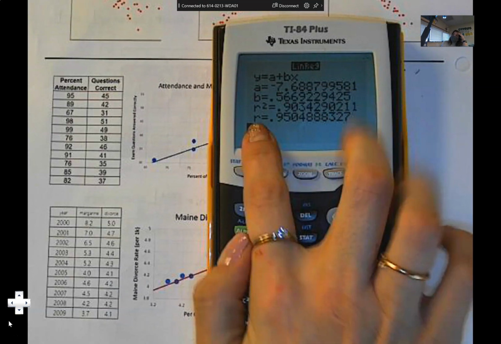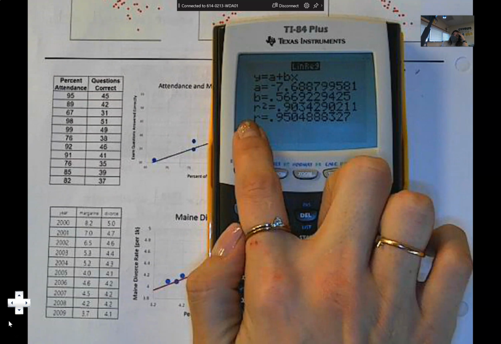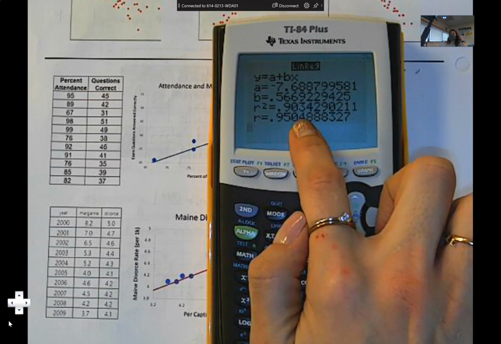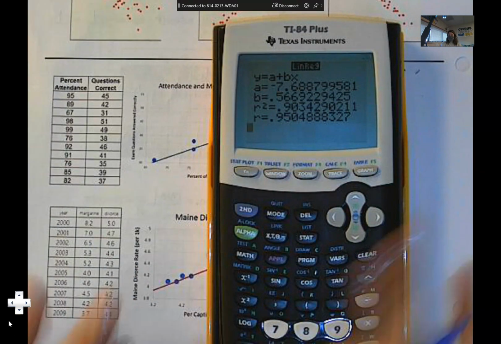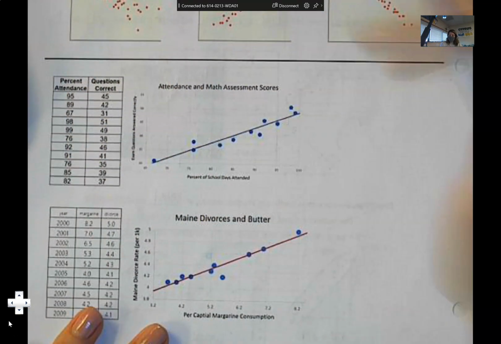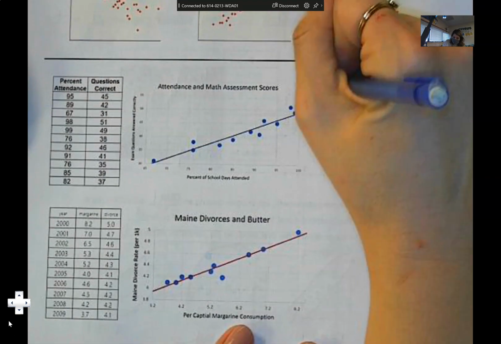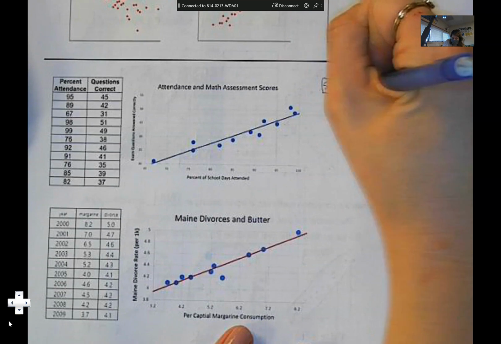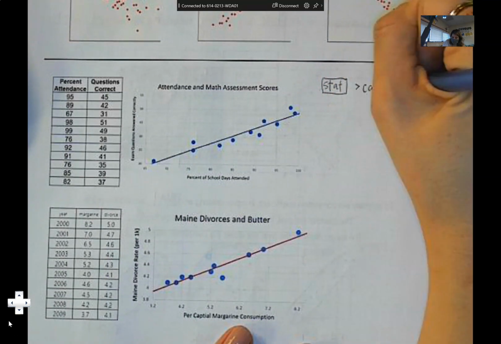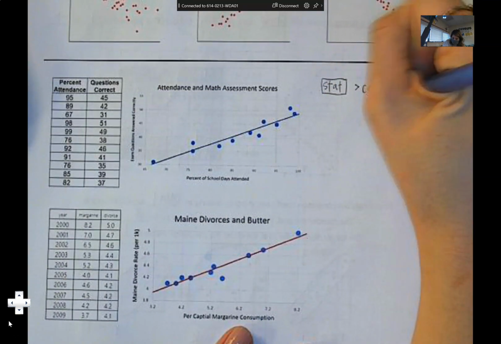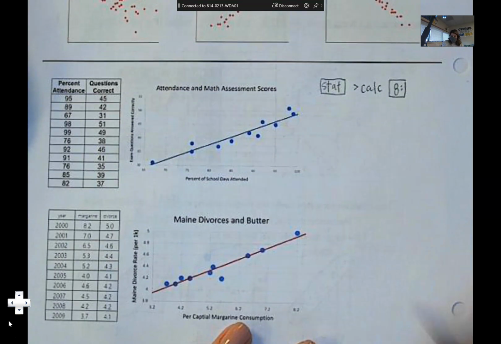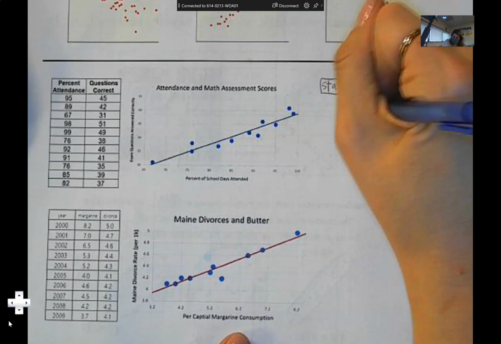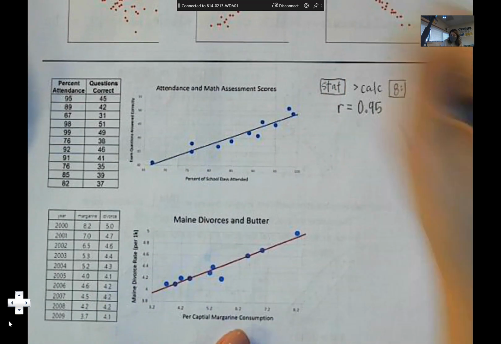Your R value is the bottom value. So our R value is 0.95. So that one's really strong. So I'm going to write down those buttons. It was stat, calc, 8. That gave us an R value of 0.95.